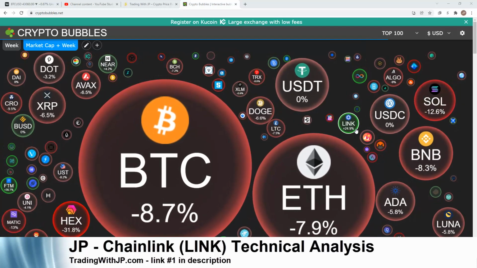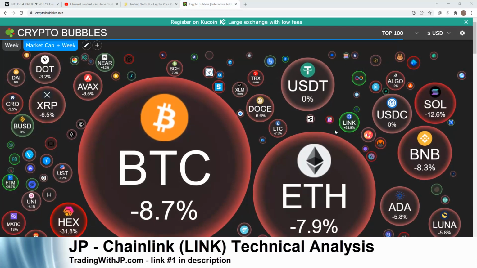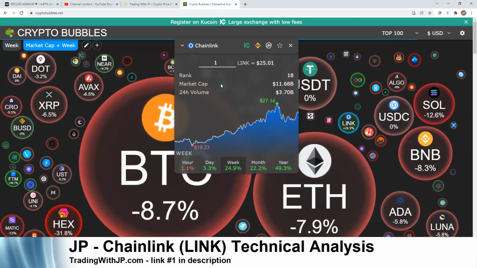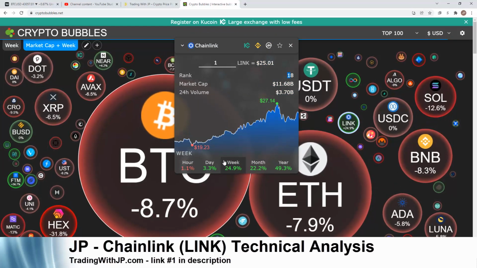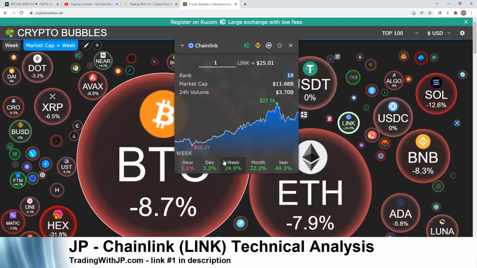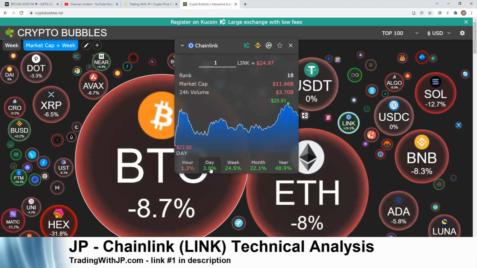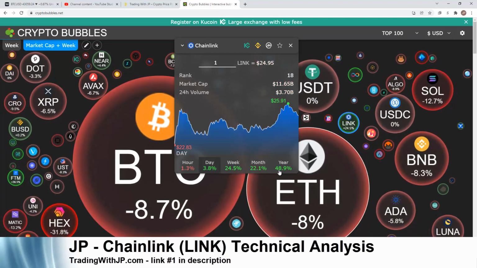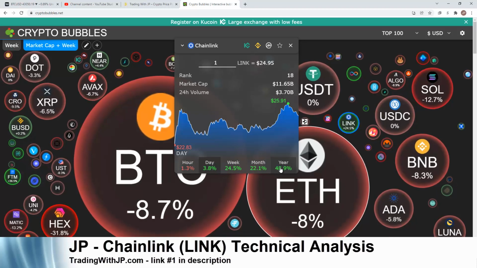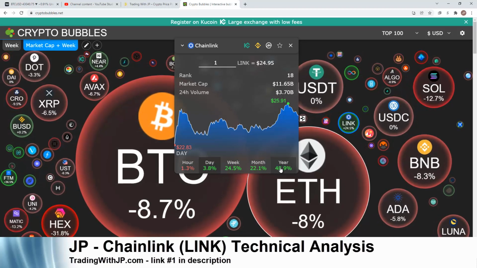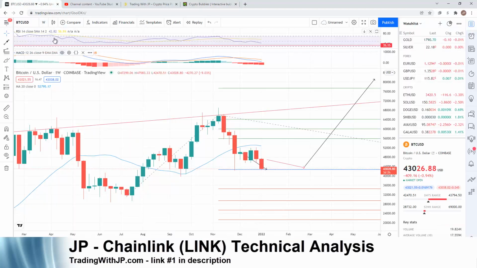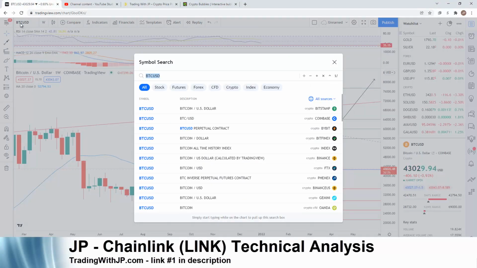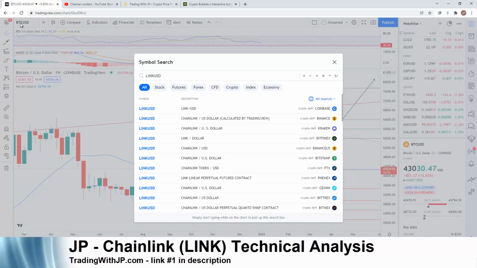So here, actually hidden in this big circle is Chainlink. They are ranked number 18 in the market, and we can see that they've had a nice little 24.9% gain for the week. They're actually up 3.3% for the day, and a nice little 50% gain for the year so far. So let's pop over into TradingView and take a look at Chainlink and what I would do in terms of a technical analysis.